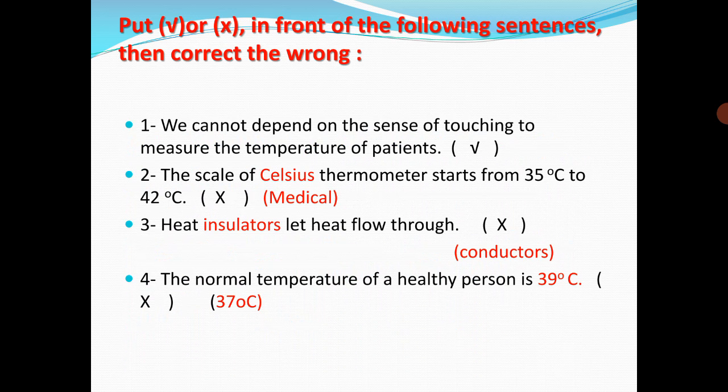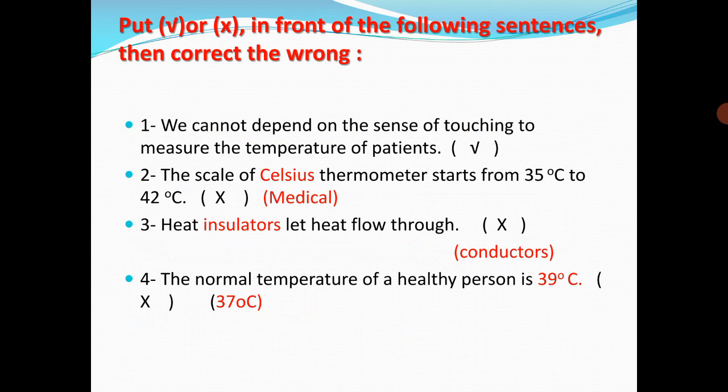Let's come to put right or wrong in front of the following sentences, then correct the wrong ones. We cannot depend on the sense of touch to measure the temperature of a patient. Excellent. We need a thermometer, a special device. The scale of the Celsius thermometer starts from 35 to 42. Excellent, wrong. Medical thermometer.